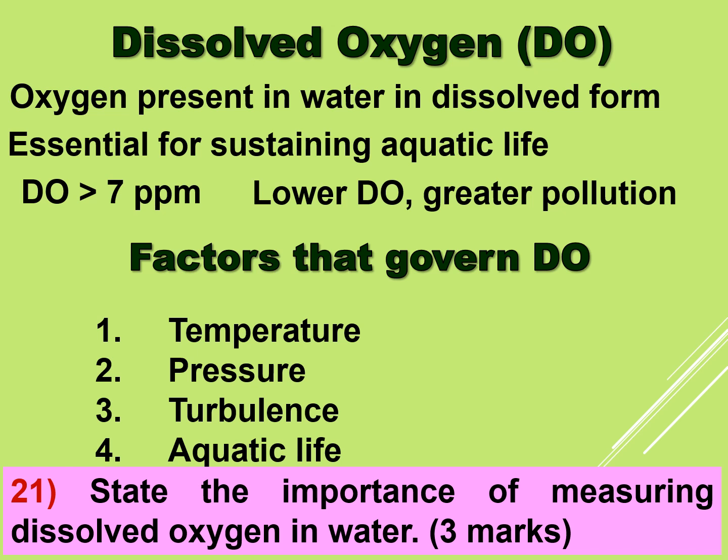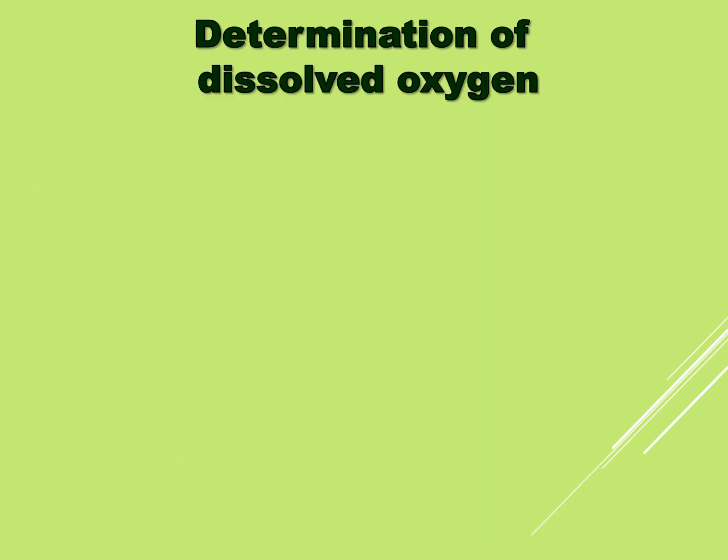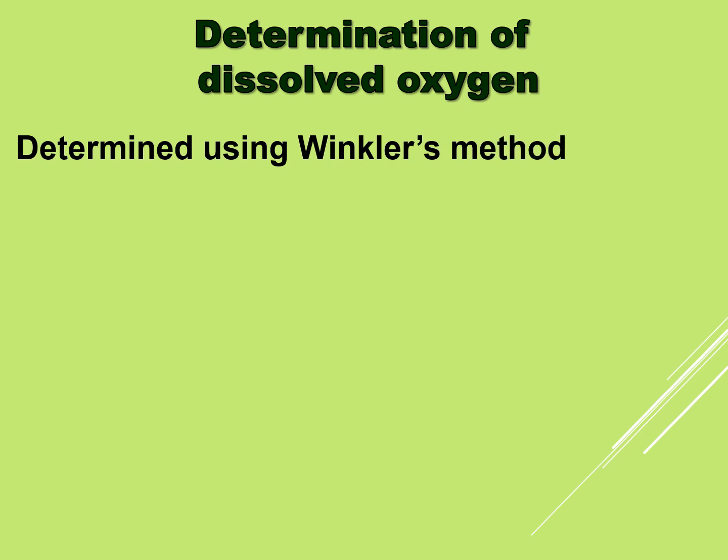So one important question: state the importance of measuring dissolved oxygen in water. Determination of dissolved oxygen. How can we practically find out the dissolved oxygen content of water? That is determined using a method called Winkler's method, named after the scientist who discovered that.